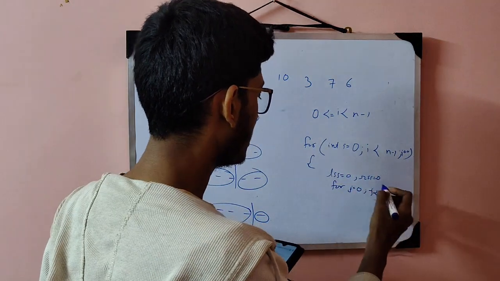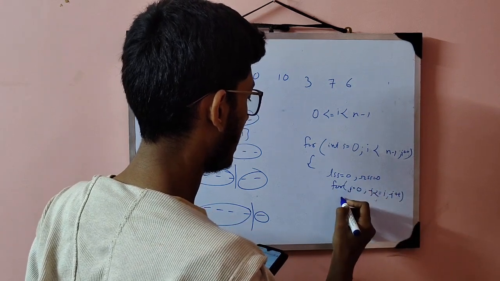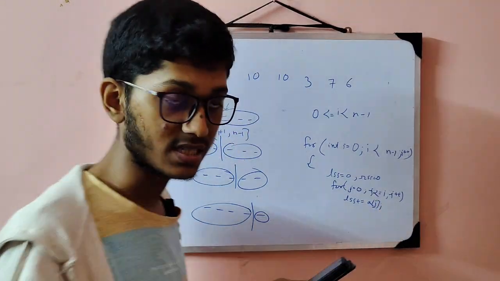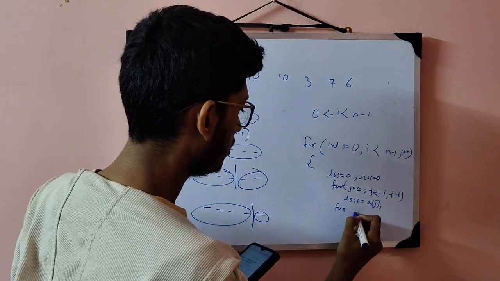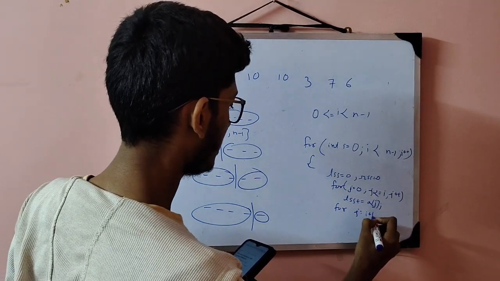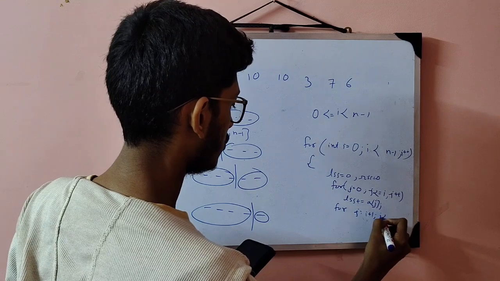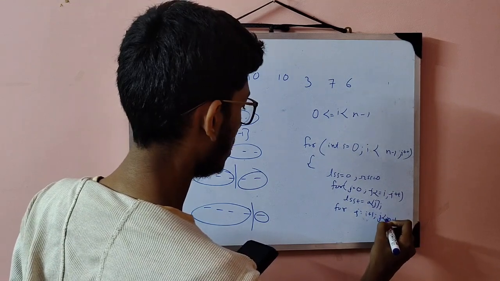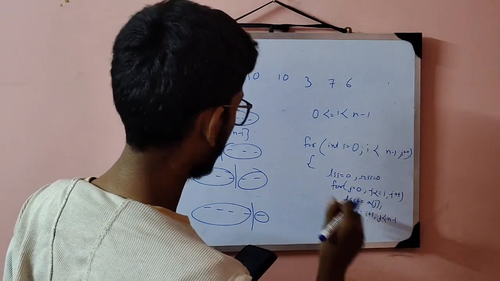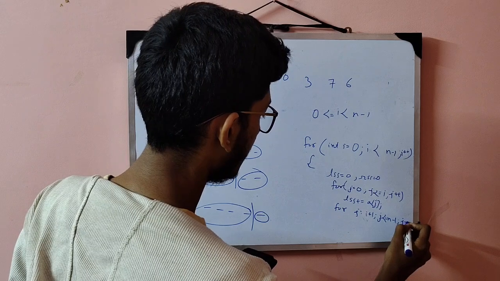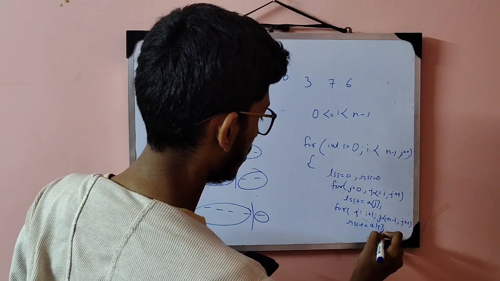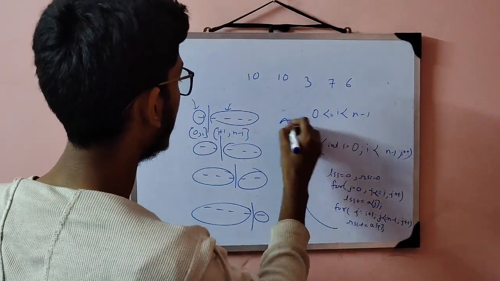So let's run a loop and calculate LSS, the left subarray sum, and let's run another loop. It should go from i plus 1, right? j should be less than or equal to n minus 1, and j plus plus. RSS plus equals a of j. And let me come here.